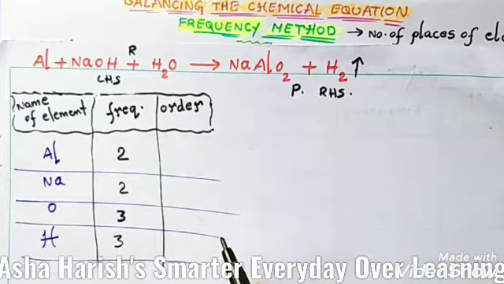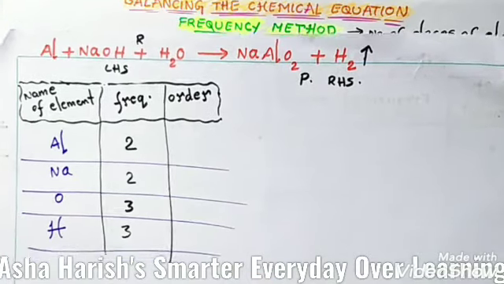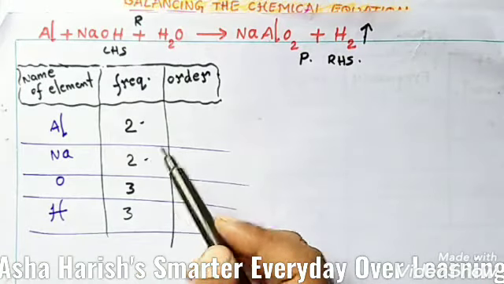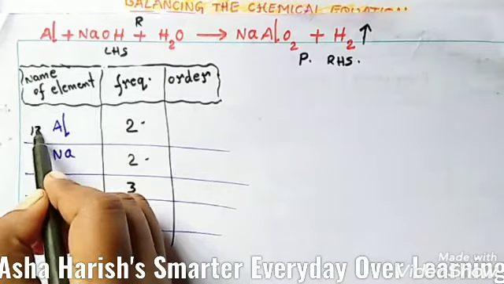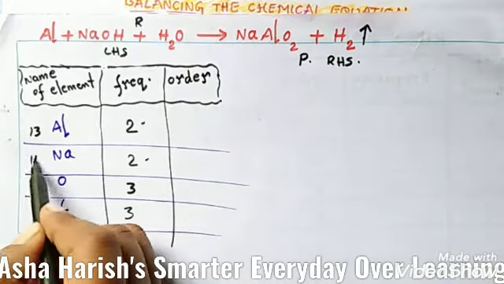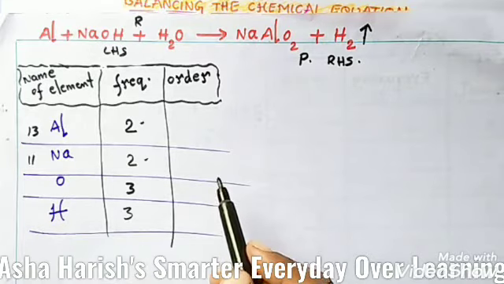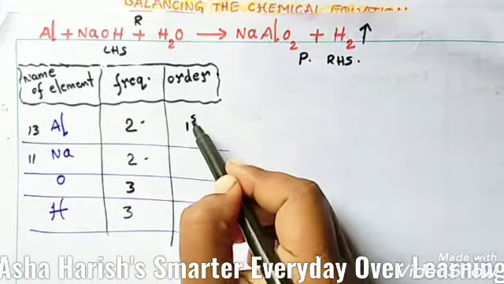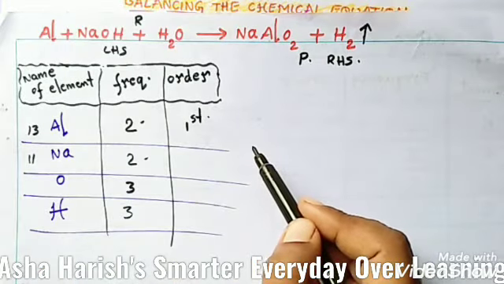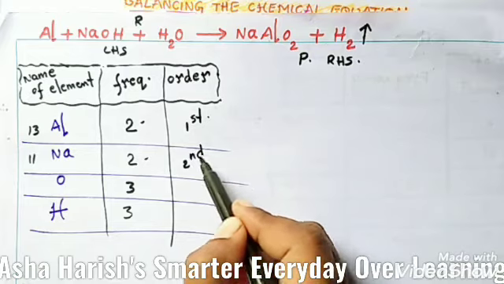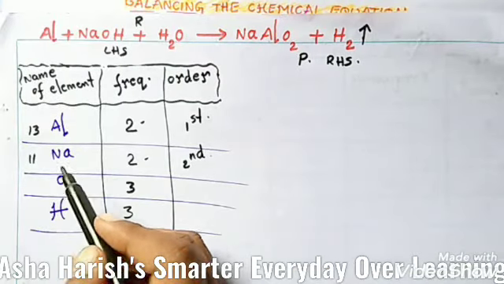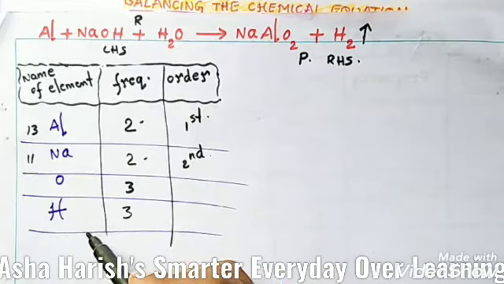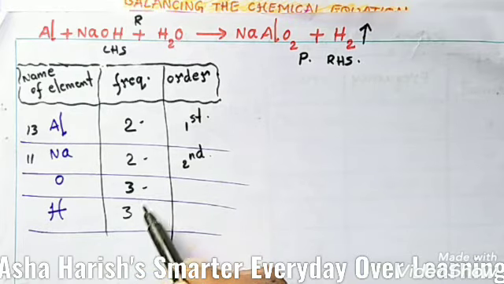Now students, what is the order? If you get the same frequency, here aluminium and sodium, then you have to consider their atomic numbers. Aluminium is 13 and sodium is 11. Now you have to give the first priority to the highest atomic number, so you balance aluminium first. The second priority should be sodium. And what about oxygen and hydrogen? Here also they have the same frequency.